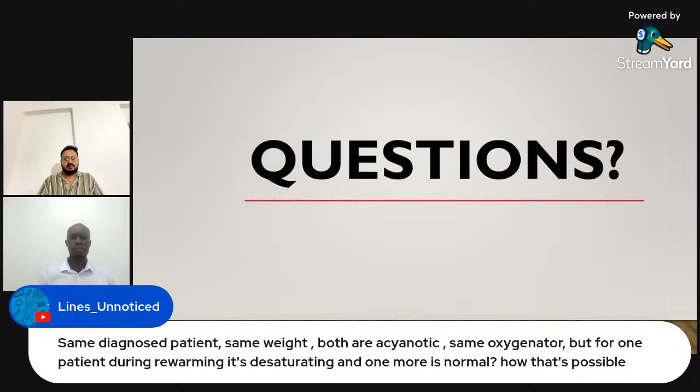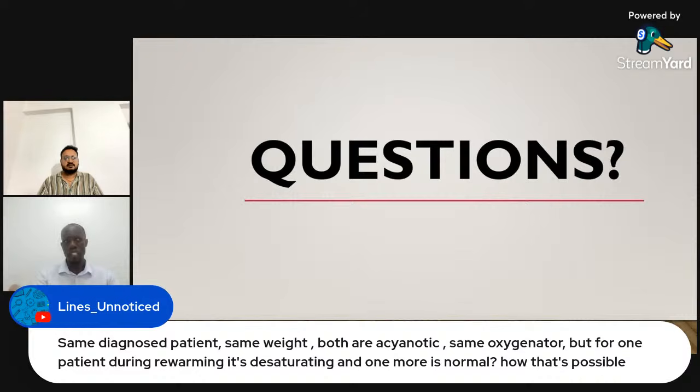So I think I can answer like this. When you are rewarming the patient, there's increased metabolism, right? I don't know the FiO2 for the other patient. Remember when the bypass is on, maybe you can bring your FiO2 to around 70, not 100. At that moment you're cooling this patient, there's no increased metabolism, so you'll find the patient is not desaturating. I don't know if I'm right, I'm just answering this question.